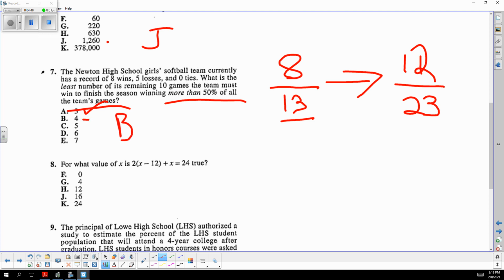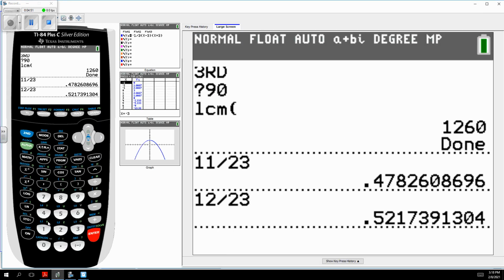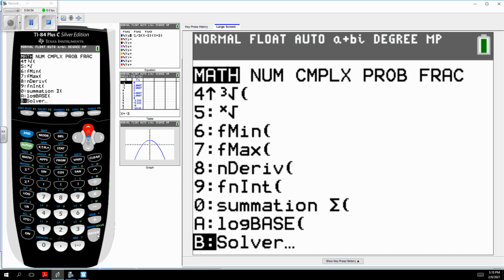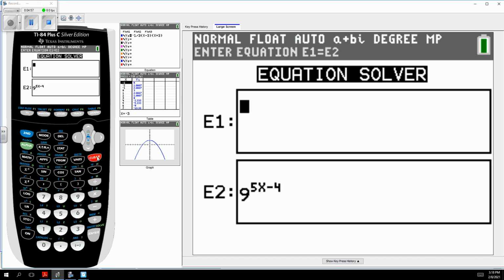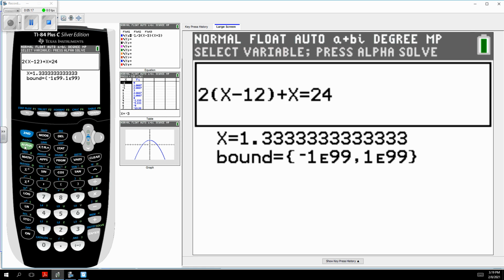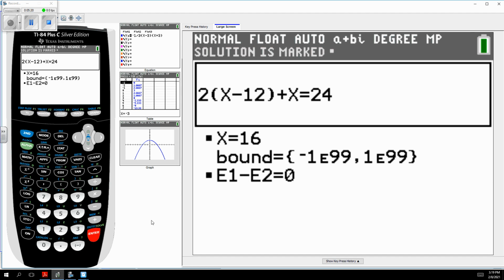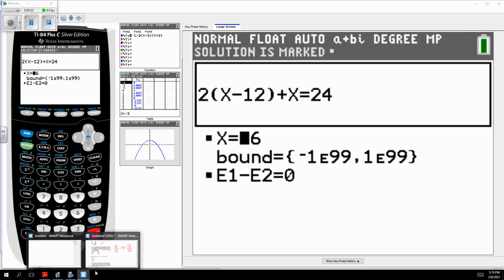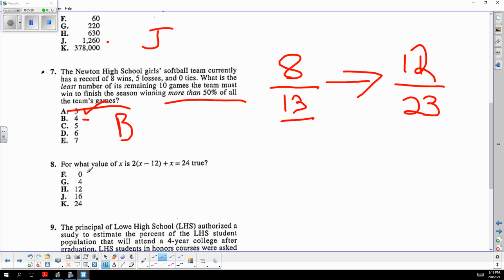All right, 8 is solve the equation. You could use solver. Let me just go through a solver one time with you. You go math, last, solver, and I love this calculator, because I could put in 2 open parentheses x minus 12 plus x and put that equal to 24 and hit OK. Solve is alpha solve for me. I think it's just hit F5 again, and the answer is 16. Lickety split there if you're fast with it.